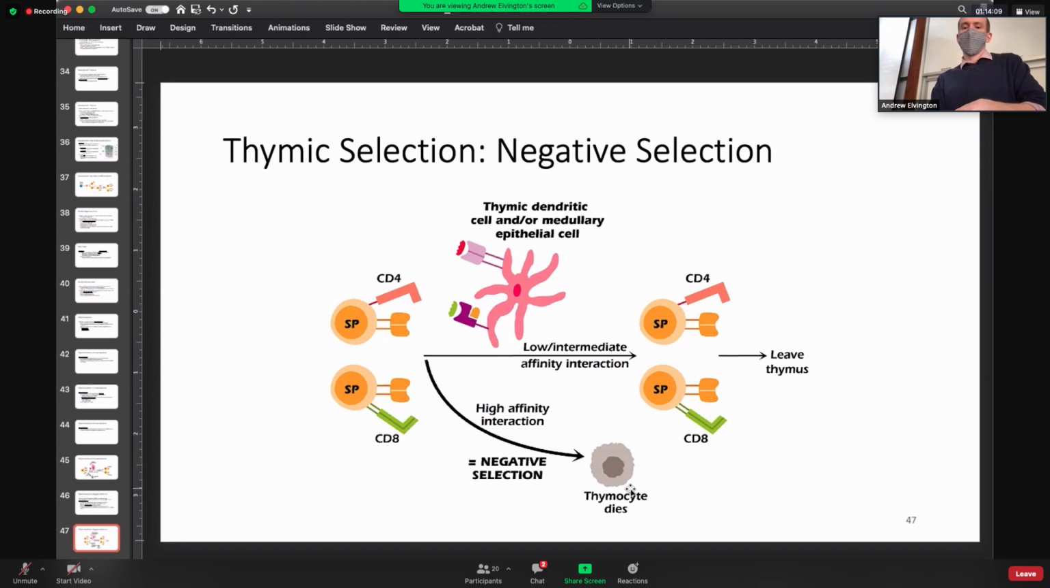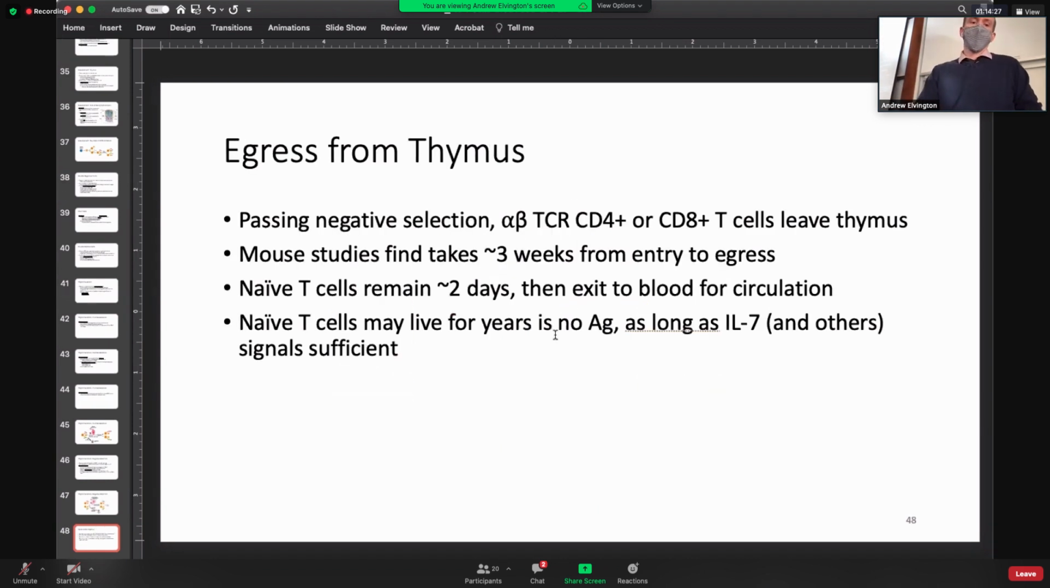So if they have too high an interaction, they die. But as a single positive cell, whether that's CD4 or CD8, remember, they have to have some affinity. They had to bind to pass positive selection. So we want those that have modest amounts. They then need to leave. And at this point, once you've passed negative selection, you have an alpha beta T cell that is either CD4 positive or CD8 positive.